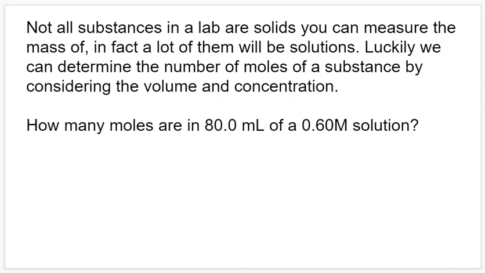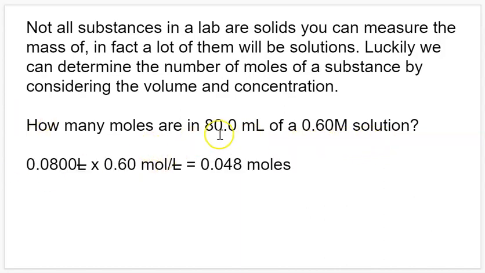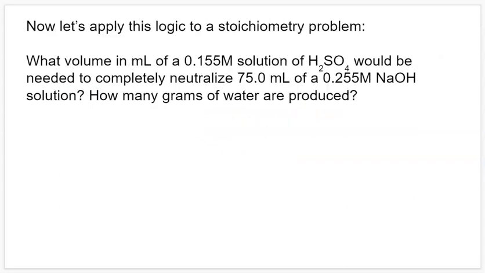For example, say we wanted to know how many moles were in 80 milliliters of a 0.6 molar solution. Well, first we'd turn our 80 milliliters into liters, so that'd be 0.0800 liters. And then we'd use molar in terms of moles per liter, so that when we multiply it by the volume, the liters cancel out and we get units of moles. So then we do 0.08 times 0.6, and we end up with 0.048 moles that would be contained in 80 milliliters of a 0.6 molar solution. So we can apply this logic to stoichiometry problems as well.